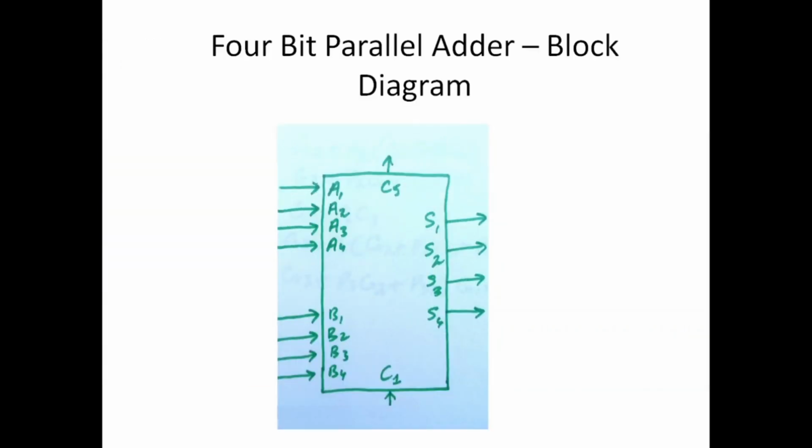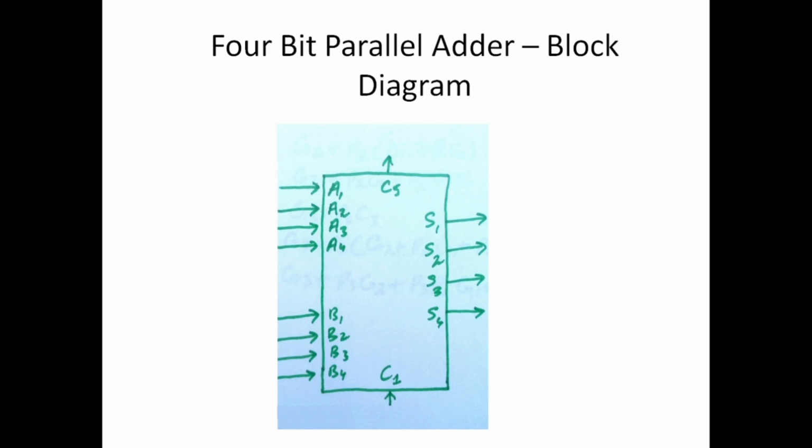As a block diagram, it would be represented like this: 4 inputs which represent the 4 bits of number A, 4 inputs which represent number B, and an initial carry C1. So actually we have 9 inputs, and 4 bits of the sum and an output carry. So these 5 are the outputs. This is the block diagram of a 4-bit binary parallel adder. This is an IC package, and this binary parallel adder has been implemented using 4 full adder circuits.